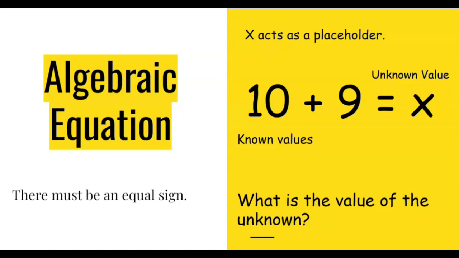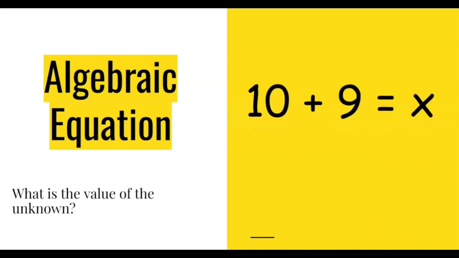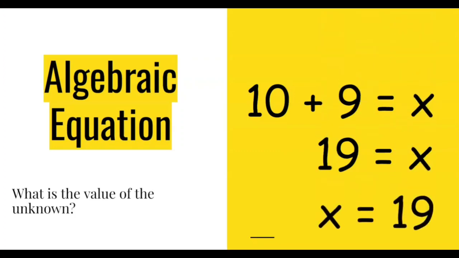Now that we have covered what an equation is, let's see how to solve this problem. So what is the value of the unknown? 10 plus 9 equals x. If we add 10 plus 9, we end up with 19. So this is saying that 19 is equal to x. Therefore, x is equal to 19. As we get more into it, the problems become a little bit more difficult, but the basic is always going to be that we're trying to find the value of some unknown.